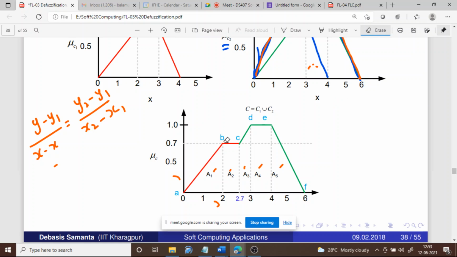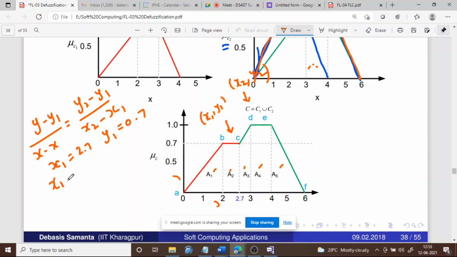So you take C2D. Now what is the value of x1 y1? This point will be x1 y1, and this D point will be x2 y2. What is x1? X1 is 2.7, y1 is 0.7. What is x2? X2 is 3, y2 is 1.